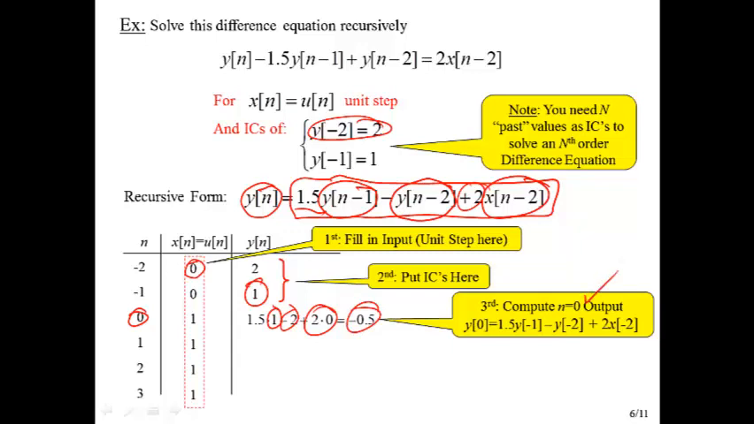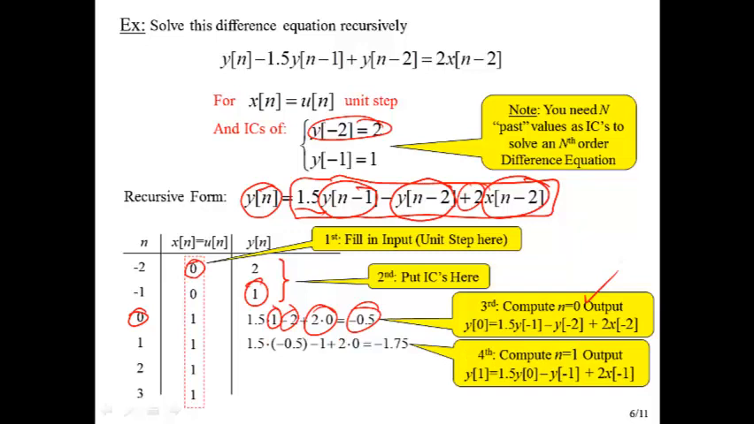And if we continue this, we can then compute the output for n equal to 1, and the output for n equal to 2, n equal to 3, and so on. So this is how such a system is actually implemented. We would have hardware doing this computation and/or software doing this implementation.